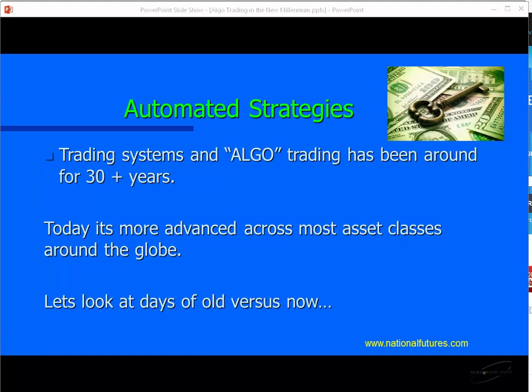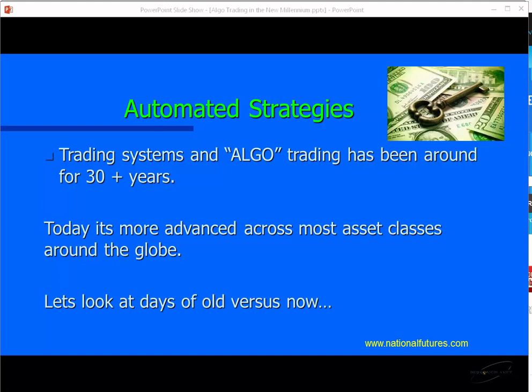First, let's take a look at what automated strategies are all about. I mean, trading systems and algorithmic strategies. The trading's been around for 30 plus years. However, today it's more advanced across most asset classes and around the globe. I mean, we have traders now creating systems from Prague to Germany to England, all over the world. Hong Kong, we've got it. Mexico City, Colombia. Everyone's involved in automated systems.